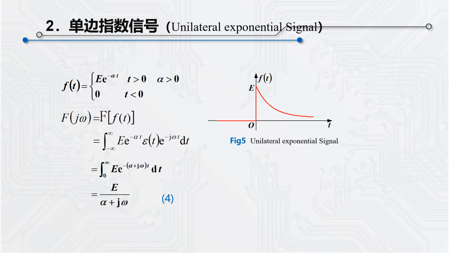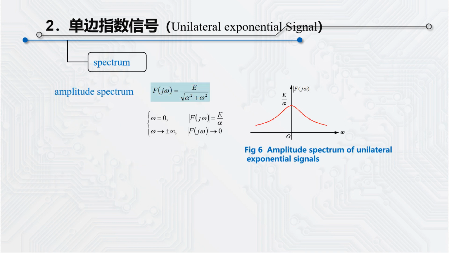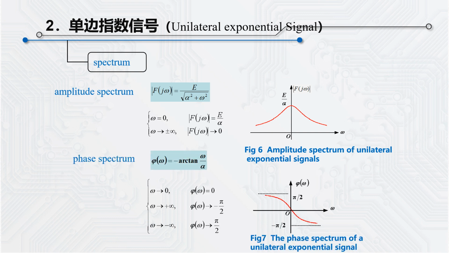The time domain waveform of unilateral exponential signal is shown in Figure 5. According to the definition of Fourier transform, we can get the spectral density function of unilateral exponential signal as shown in Formula 4. Figure 6 is the amplitude spectrum of a unilateral exponential signal, and Figure 7 shows the phase spectrum of a unilateral exponential signal.